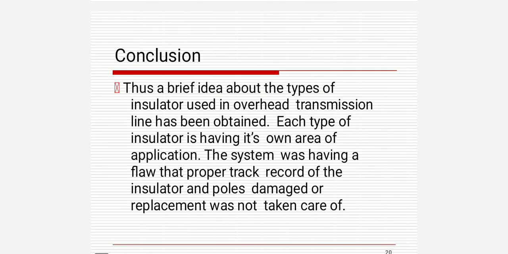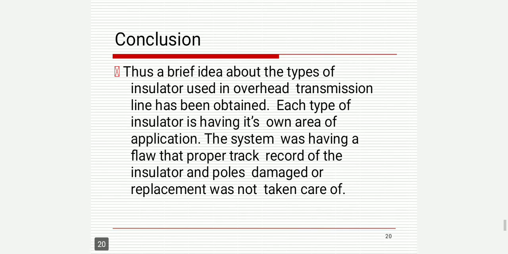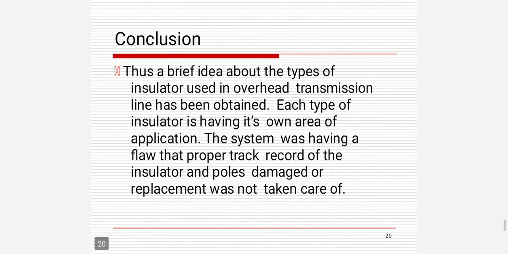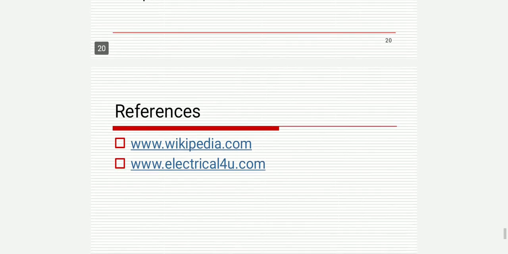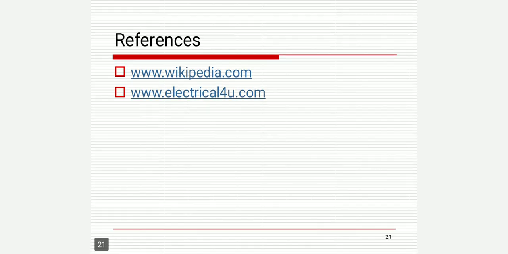Coming to the conclusion, in this presentation we have mainly discussed the types of insulators which are used for overhead transmission lines depending upon the operating voltage, the different causes of insulation failure, and the applications of insulators. These are the references where you can find more information or the design of insulators. In case of Wikipedia and Electrical4U, you can find some more details based upon insulators. Thank you.